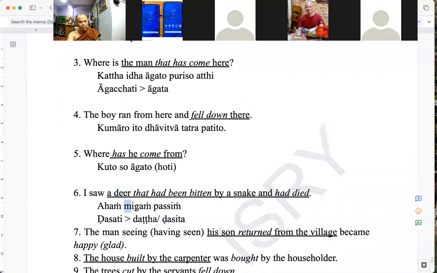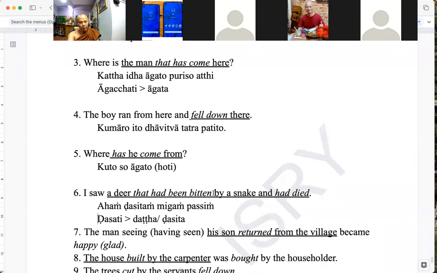So miga here is the object of the verb "saw," that is with the accusative case. That is, this daṭṭha or daṃsita should be with the accusative case. Okay, daṃsita, I will use.